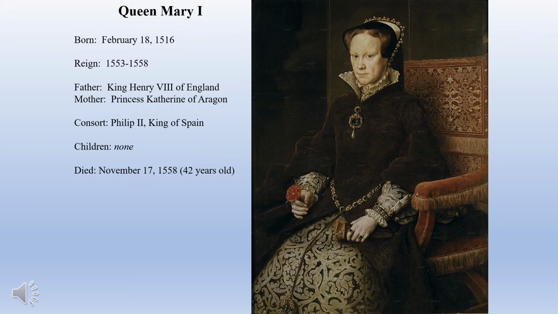Now, who is Mary? Well, Mary was the daughter of Catherine of Aragon, the first of Henry's queens. She was the eldest legitimate child. So she was quite a bit older than her brother. She was born in 1516, and she's going to reign over England from 1553 to 1558.